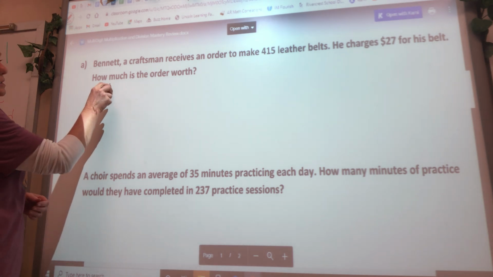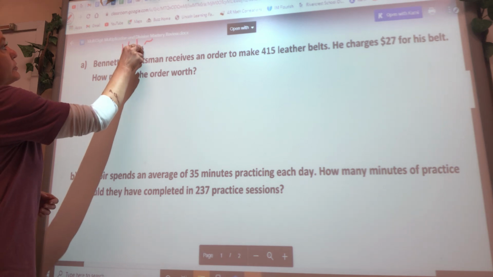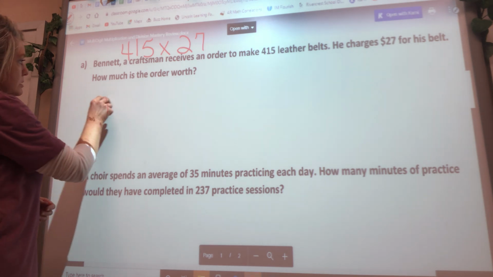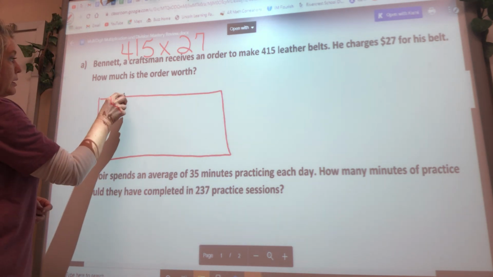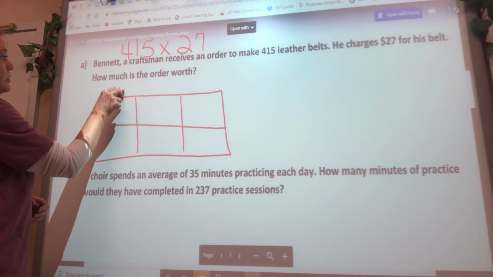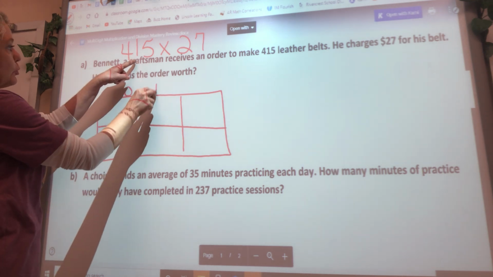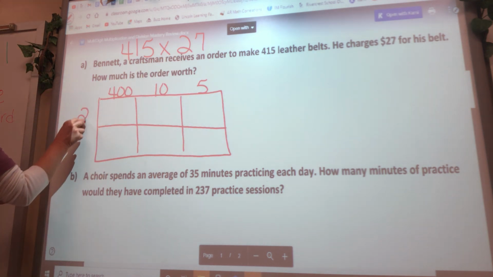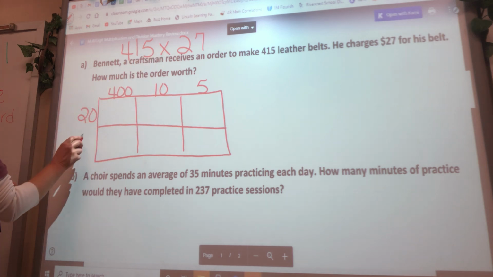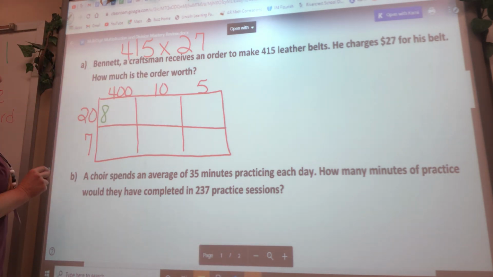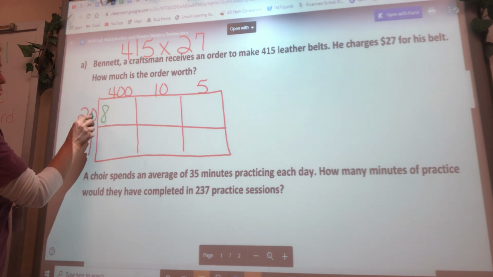Well, if I do decomposing box, either way, I'm going to have 415 times 27. So if I use decomposing box, breaking down by place values, 400. I have a 1 in the tens place and a 5 in the ones place. For the 27, I have a 2 in the tens place and a 7 in the ones place. So I could do quick math, multiply the whole number parts that I see. 4 times 2 is 8. And how many multiples of 10? 1, 2, 3.